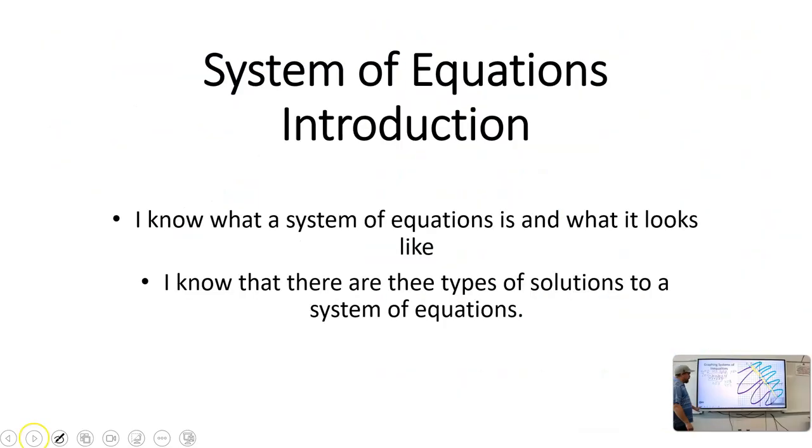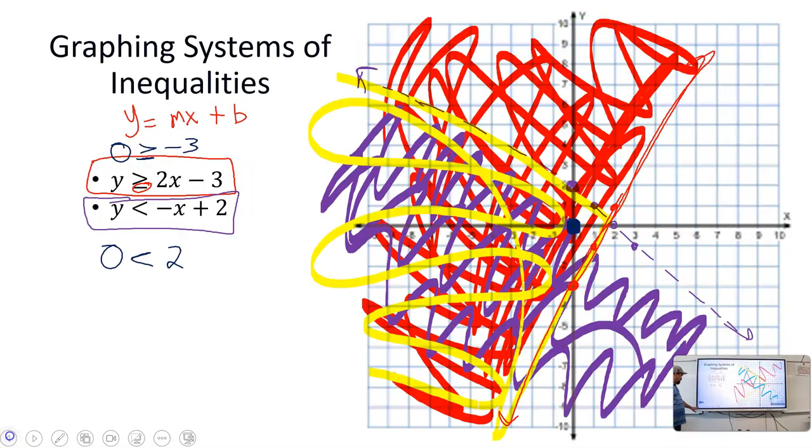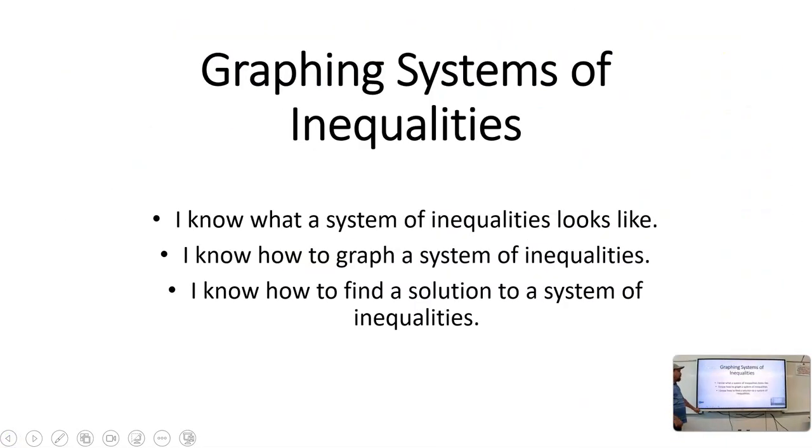Okay? So there's how you're going to graph your system of inequalities. That should not say equations, I'm sorry. This should say inequalities. So my last page is totally wrong. Let's go back to see what our goals were. I know what a system of inequalities looks like. I know how to graph a system of inequalities. And I know how to find a solution to a system of inequalities.